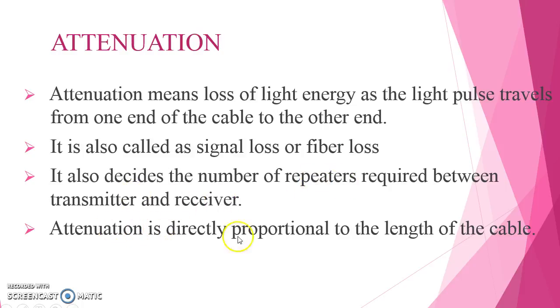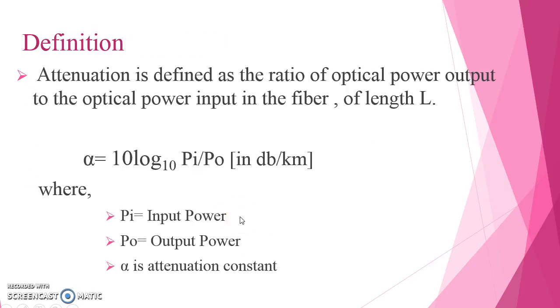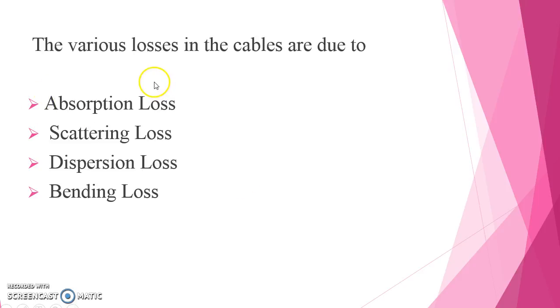Attenuation is directly proportional to the length of the cable. Attenuation is defined as the ratio of optical power output to the optical power input in the fiber of length L. Alpha is equal to 10 log Pi by P naught to the base 10. Unit is decibel per kilometer, where Pi is input power, P naught is the output power, and alpha is the attenuation constant. There are various losses in the cables due to absorption losses, scattering loss, dispersion loss, and bending loss.